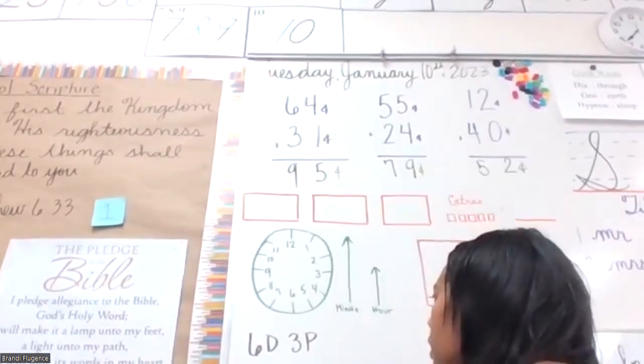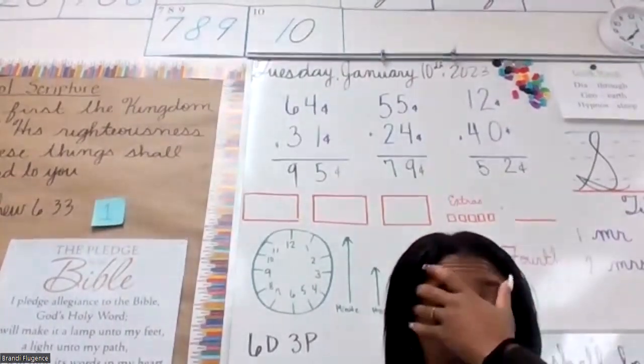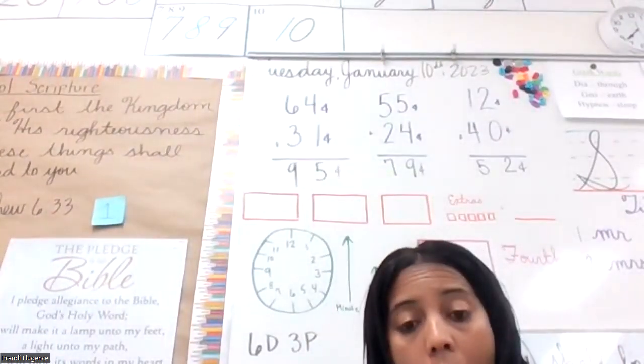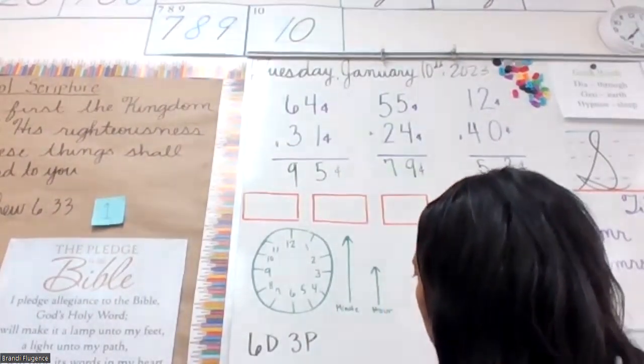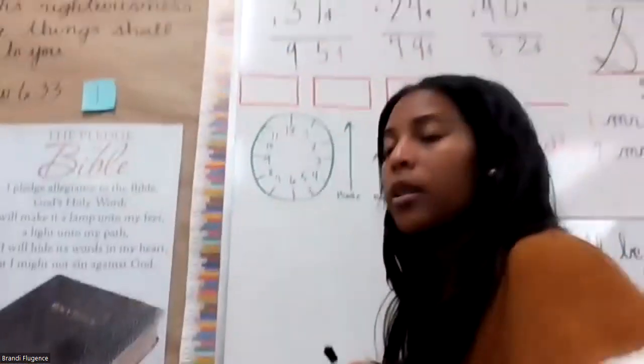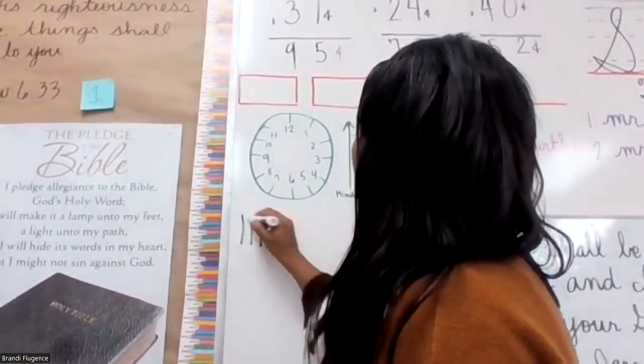All right. 6 dimes, 3 pennies. How much money would that be? 63 cents. All right. Okay, a couple more things we'll do in the book before I get into what we're learning today. So I'll draw some tally marks. I want you to count them.